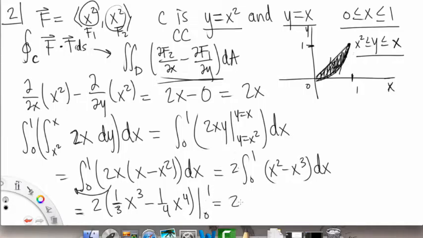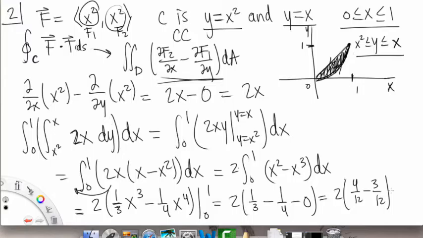When we integrate, we get 1 over 3 x to the third minus 1 over 4 x to the fourth, with x going from 0 up to 1. When we plug this in, we get 2 times 1 over 3 times 1 to the third, which is just 1, minus 1 over 4, and then minus 0. So this turns out to be 2 times 4 over 12 minus 3 over 12. That's 2 times 1 over 12, which is 2 over 12, which turns out to be ultimately 1 over 6.